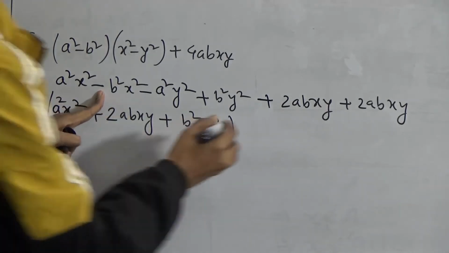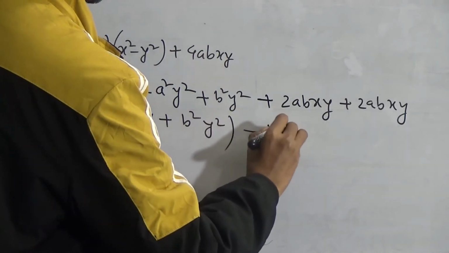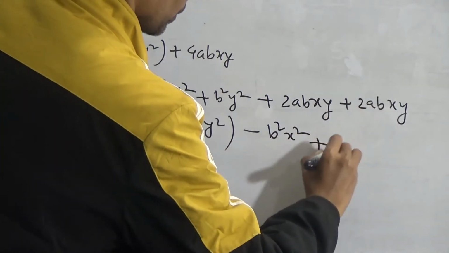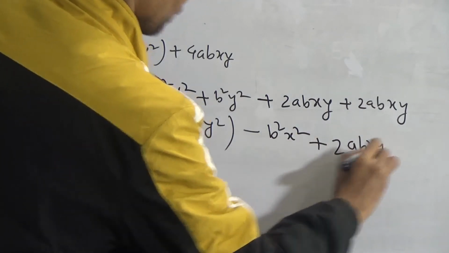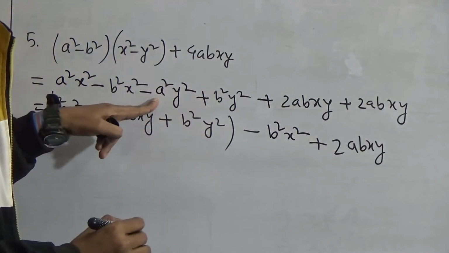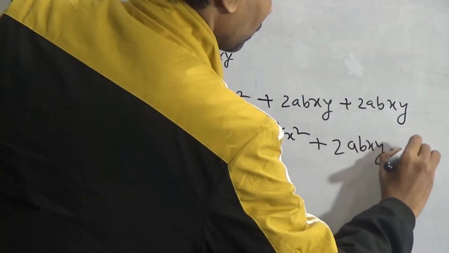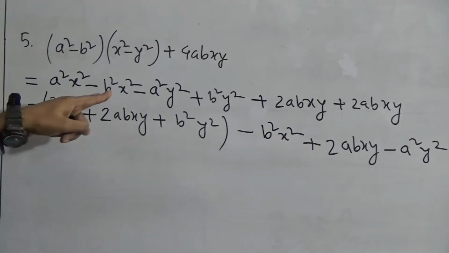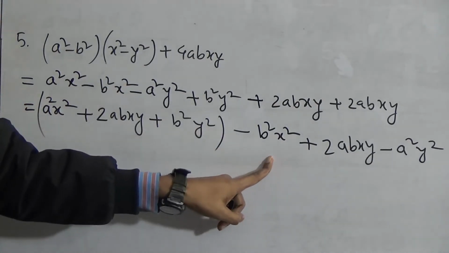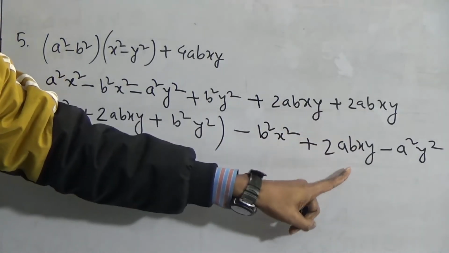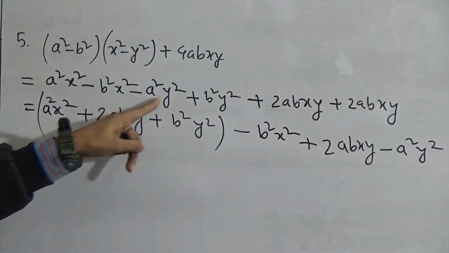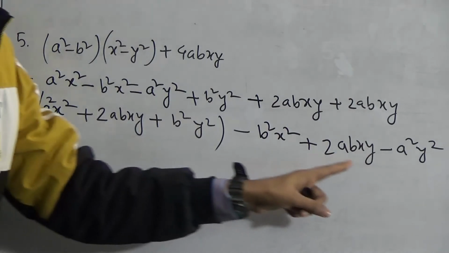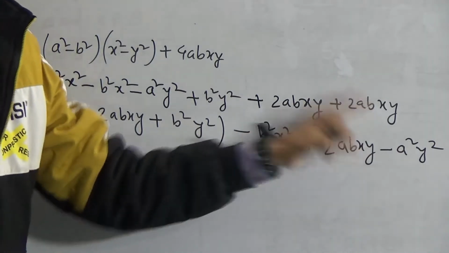Then minus b square x square plus 2abxy minus a square y square. Okay. Look, minus b square x square plus 2abxy minus a square y square. Look, here is 2abxy plus 2abxy. That means 2abxy plus 2abxy.